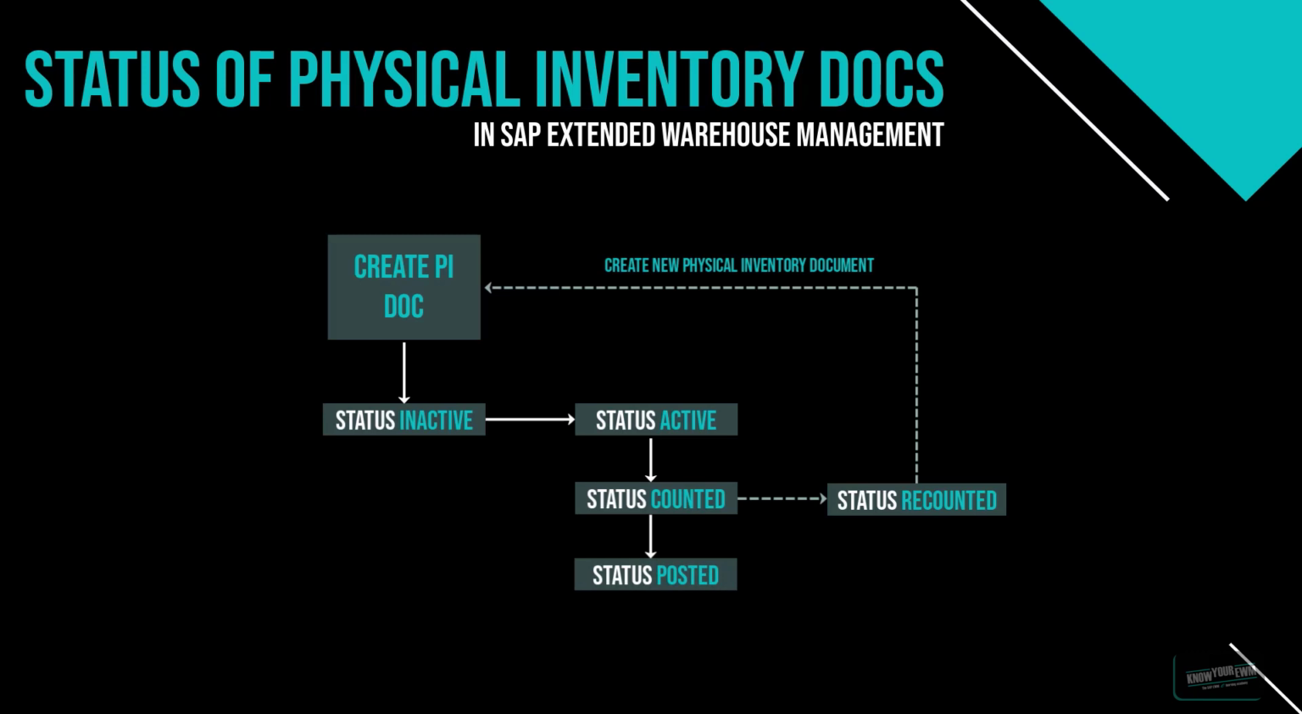As we already mentioned, the standard approach is to create physical inventory documents with the status inactive. But it is also possible to skip this status and go straight to the status active when creating the physical inventory document.